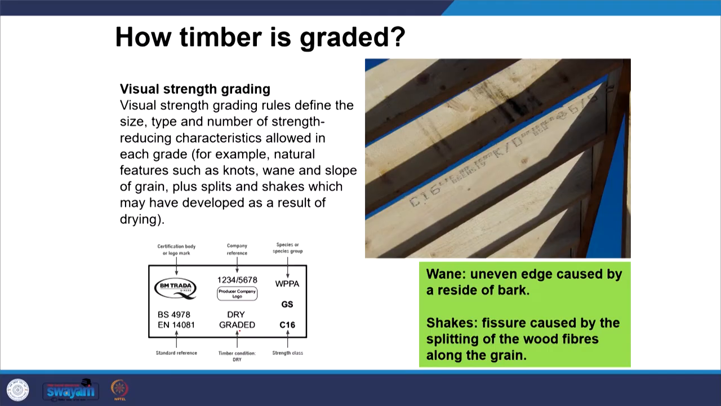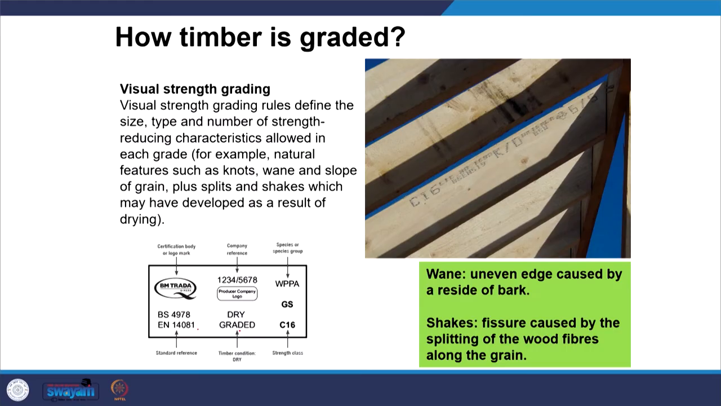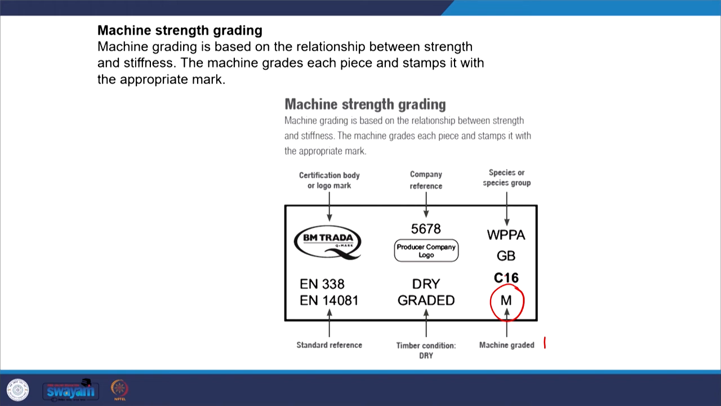We need to follow what kind of timber we are using and how we can do the visual strength grading, how the timber is graded. By looking at their natural features such as knots, veins, the slope of the grain, and any splits, any shakes, they can grade it accordingly. For example, you have these British Standard markings, and this WPPA is the reference to the species group, and this talks about the strength. C16 is the strength class, and this is a dry graded timber. In that way, each and every aspect will be observed. Or if you see an M, it refers to machine graded.